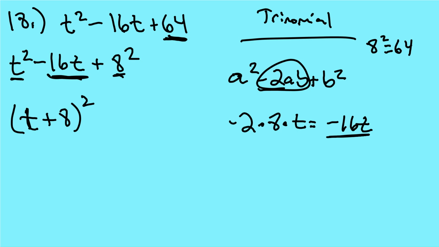squared. Now, if you didn't do it that way and you broke it down just like we did before, where 8 and 8 gives me 64, and I wrote it as t plus 8, or actually it should have been t minus 8 anyhow.